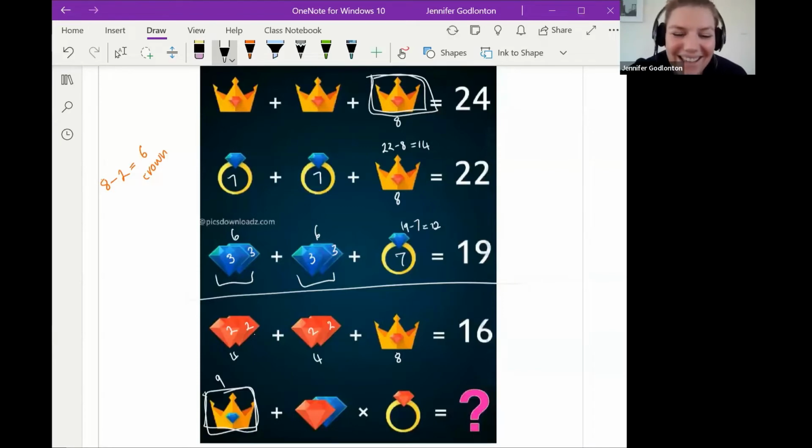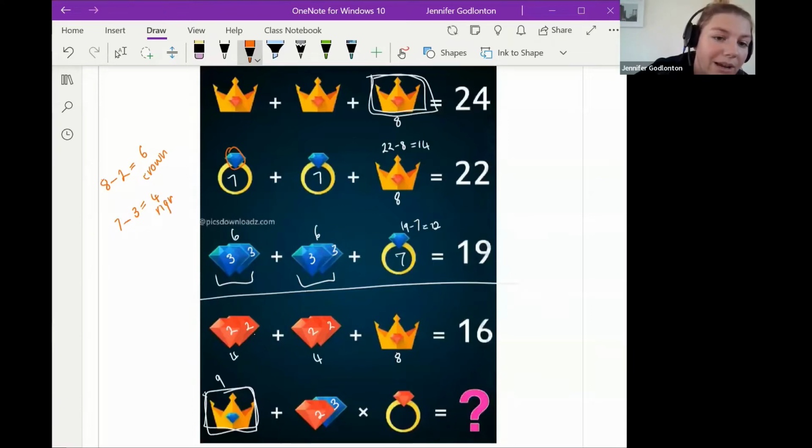Exactly, BODMAS. And then I've got a red ruby, which is 2, and a blue ruby, which is 3. And then I'm going to do the same thing I did with the ring with my crown now. So I'm going to say my ring, which is 7, minus the blue ruby, which is 3, gives me 4. So my ring alone is 4.